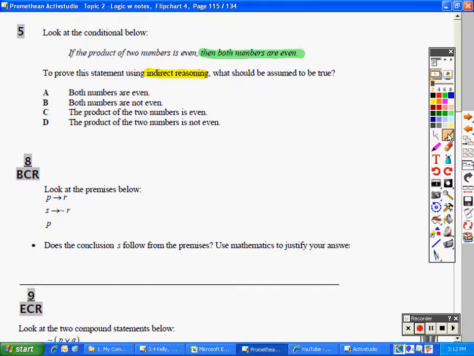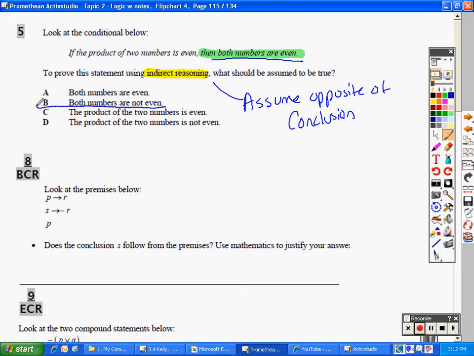So if I want to start it indirectly, I'm going to assume the opposite of the conclusion. And since my conclusion is that they are both even, the opposite of that is that both numbers are not even. That would be part B.